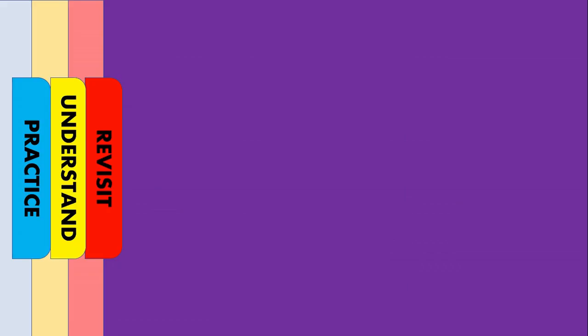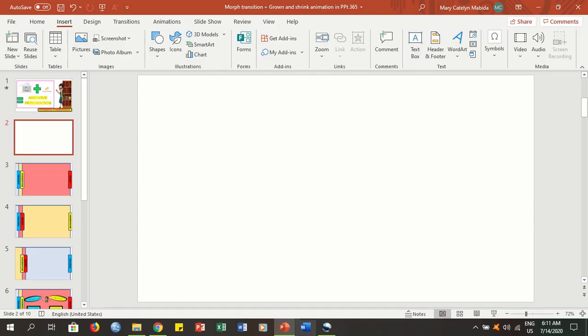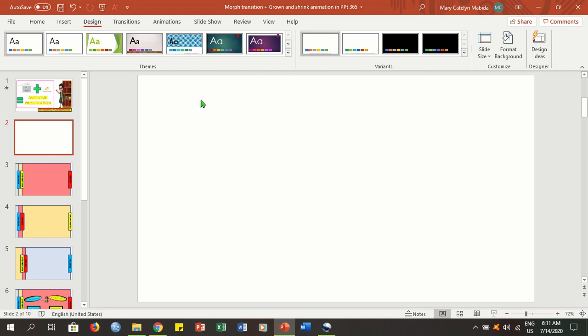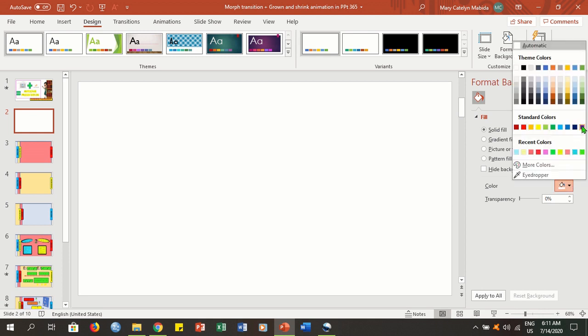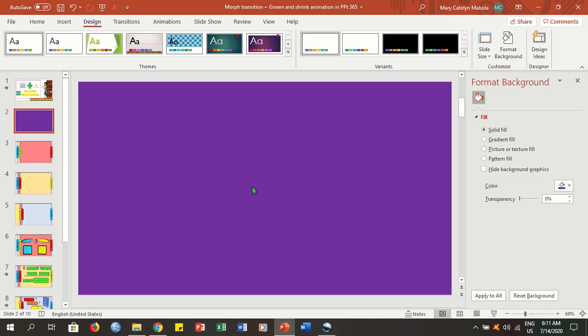Okay, let's get started. First things first, we are going to have a plain or solid background. White is okay, but if you want to change it into a different color, you can go to Design, go to Format Background, and change your color fill. There you go, and then you click on Apply to All.